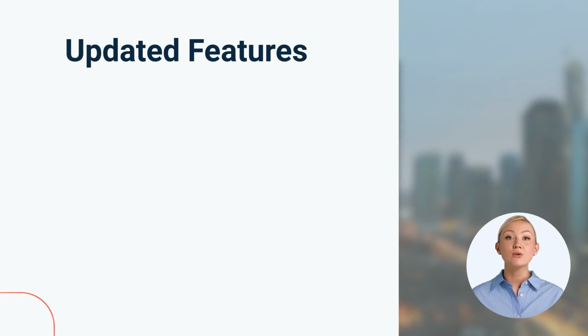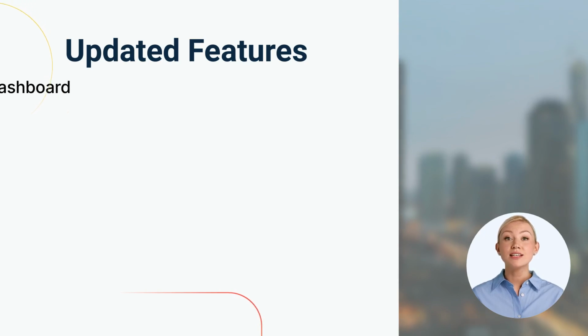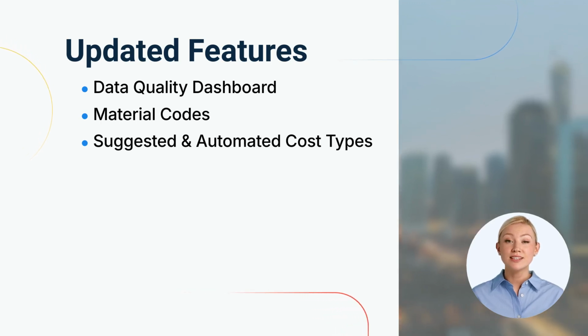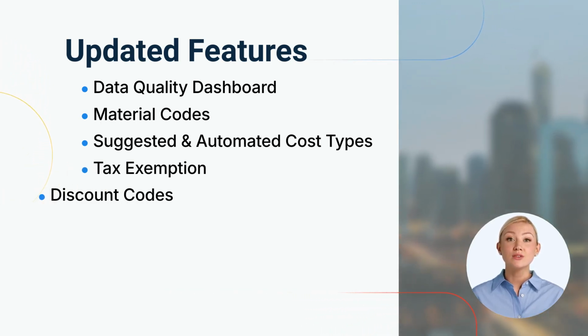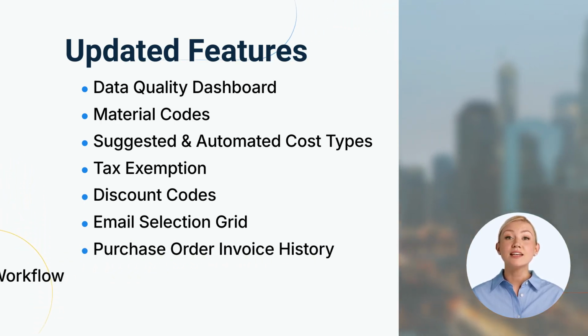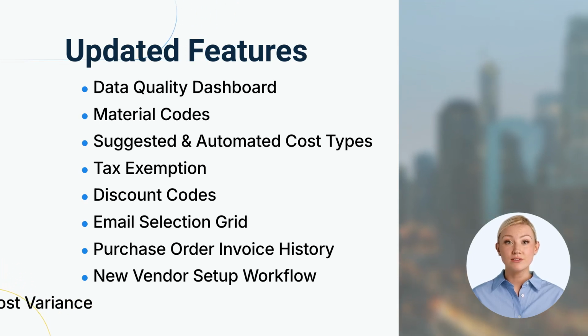In this video, we will cover 9 different updated features of AP Wizard: data quality dashboard, material codes, suggested and automated cost types, tax exemption, discount codes, email selection grid, purchase order invoice history, new vendor setup workflow, and unit cost variance.